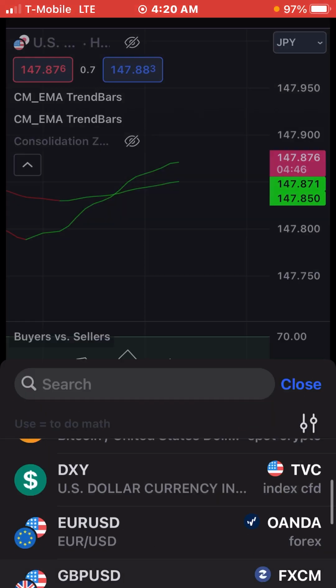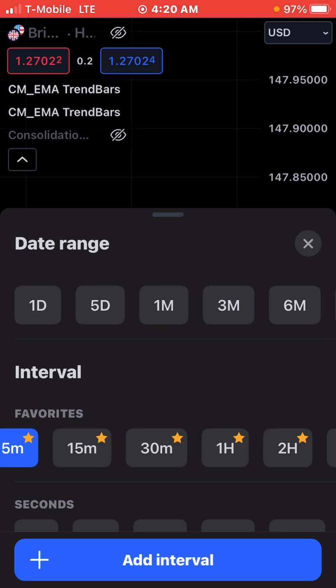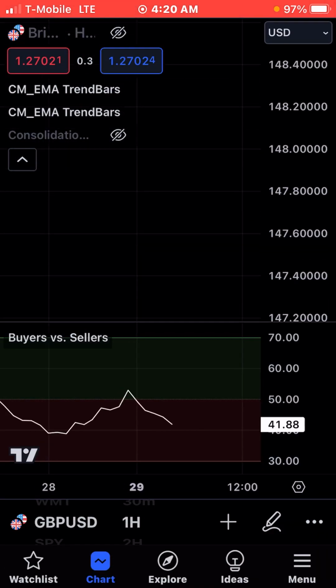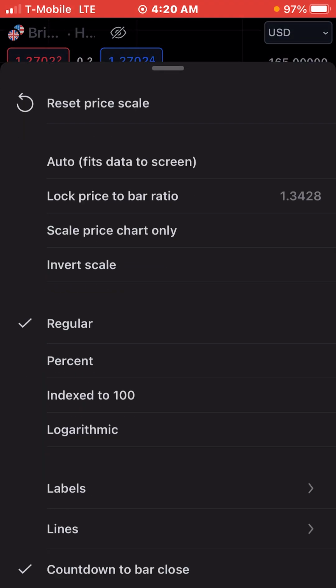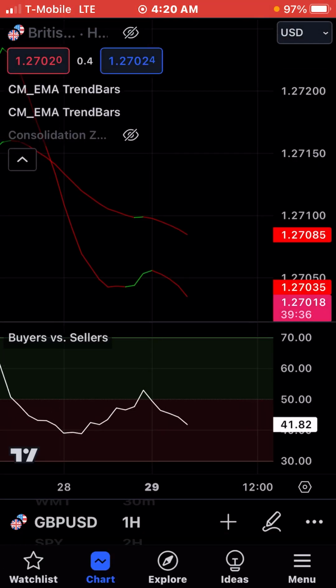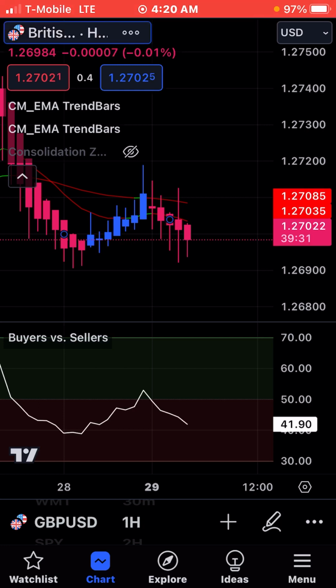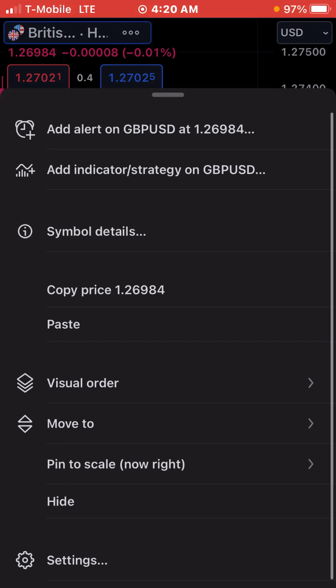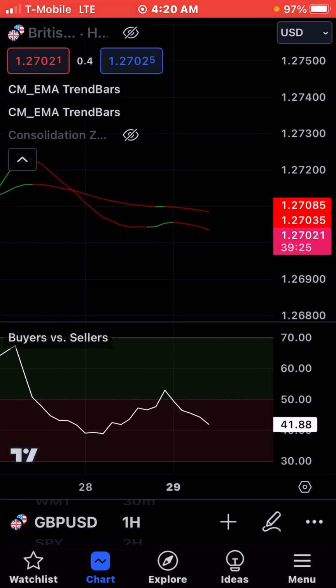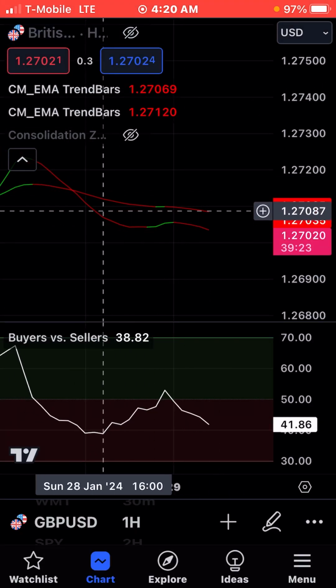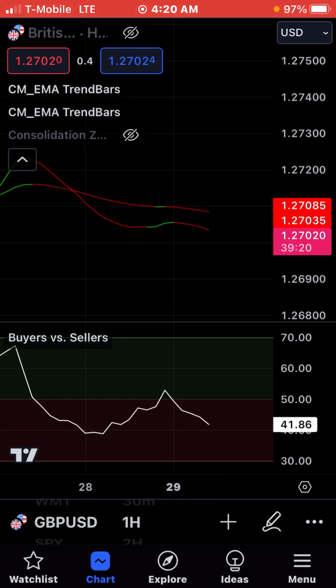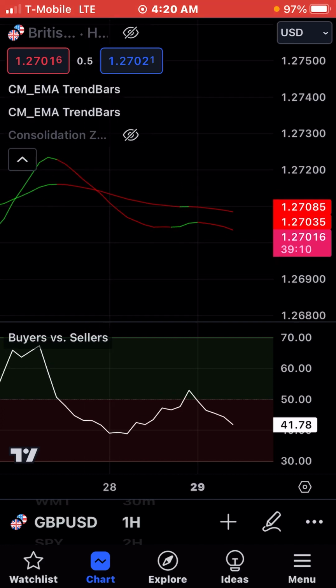Let's look at the British Pound. Let's look at it on the hour. Let's see what it's doing. Okay, so look at it on the hour. It looks like a downtrend to me. Okay, so it has crossed right here. It is a downtrend. It is going into a downtrend. You see the buyers and sellers, and it's headed into the seller territory. So the British Pound is headed into a selling zone here.